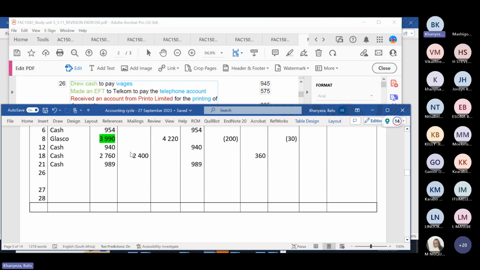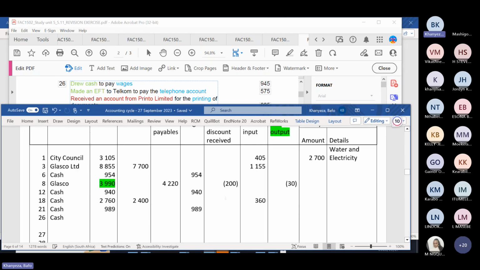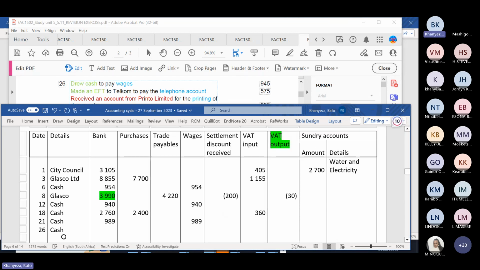So again, on the 26th, it's cash. These are repetitive. We've got a column for wages. How much was this cash that we drew at the ATM or at the bank? It's 945, and it was for wages, 945. We've got a column for it. Wages do not have VAT.